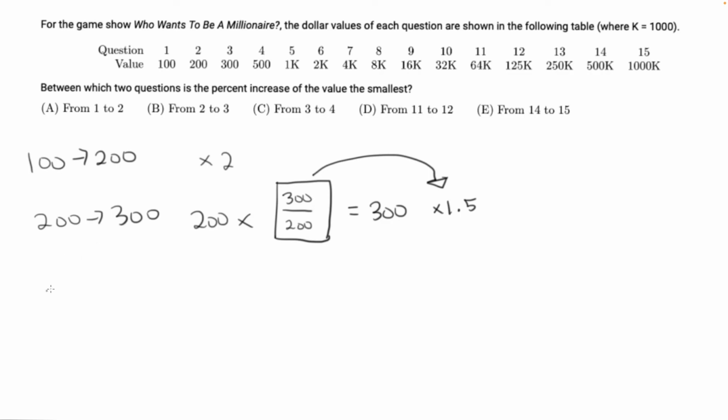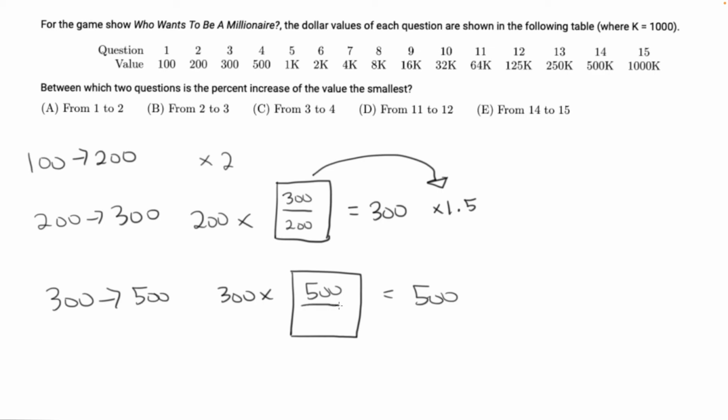And then if we have the 300 to 500, we can see that 300 times a value, which is a box, equals 500. So we can see that 500 over 300. So 300s cancel out, and we get 500 equals 500. And then the value in the box is approximately 1.7. So it's 1.7 times the increase.